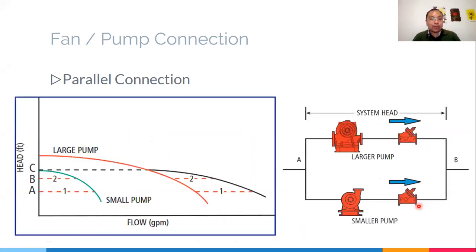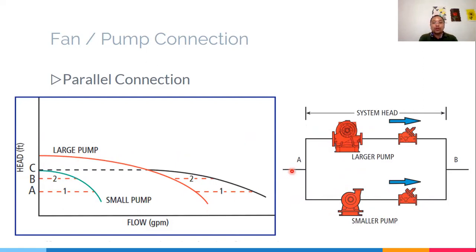Ano naman mangyayari? What would happen if you put these dissimilar pumps? One pump is smaller than the other. Ano mangyayari? Ang mangyayari niyan, this pump will overpower this smaller pump. You will see, this is a smaller pump, no? And this is the larger pump. If the larger pump is running, as example, the duty point is here, way above the small pump, this small pump would seem like it doesn't exist.